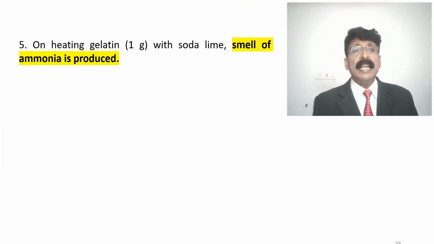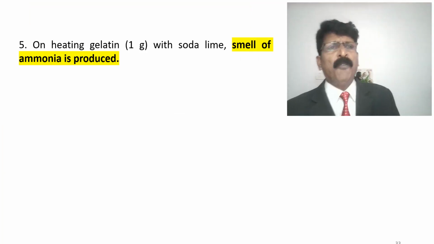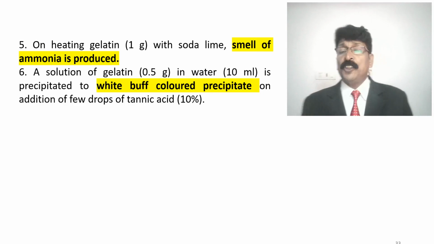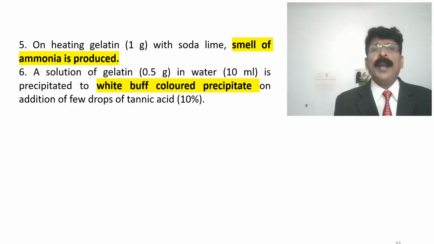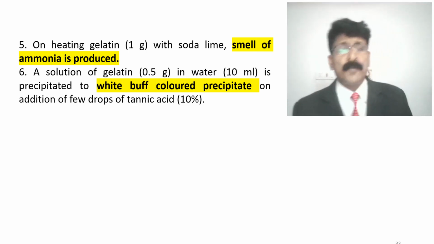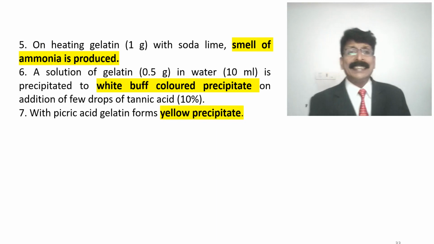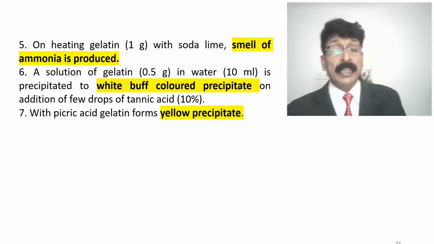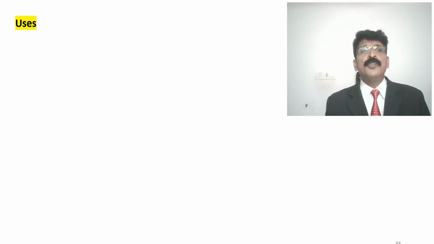For gelatin, on heating 1 gram of gelatin with soda lime, the smell of ammonia is produced. A solution of 0.5 grams of gelatin in 10 ml of water gives a white buffy precipitate on addition of a few drops of 10% tannic acid. With picric acid, gelatin forms a yellow precipitate. These are all the chemical tests for gelatin, and commonly for proteins as well, which you can specify.